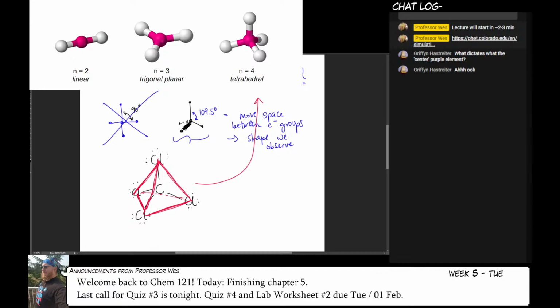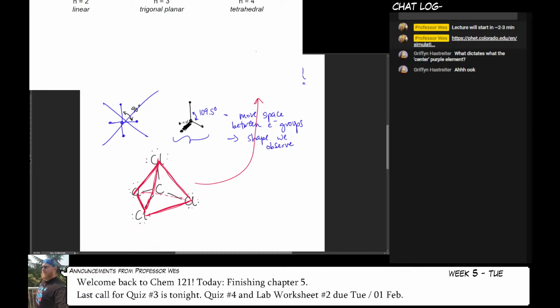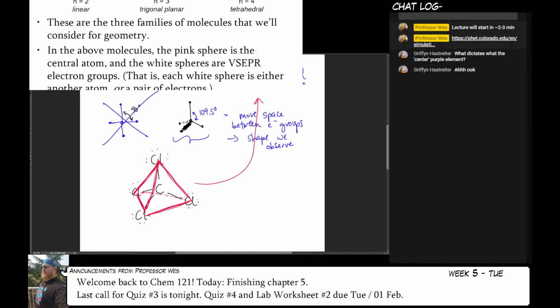All right, so your task is going to be to assign a VSEPR geometry to each molecule that you draw. All the Lewis structures that we're going to draw in this class are going to fall into one of these three categories. It will be linear, trigonal planar, or tetrahedral.